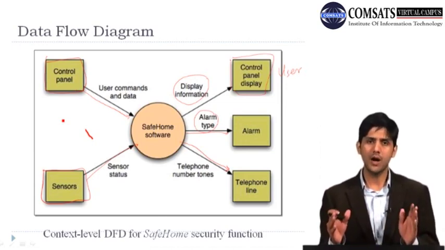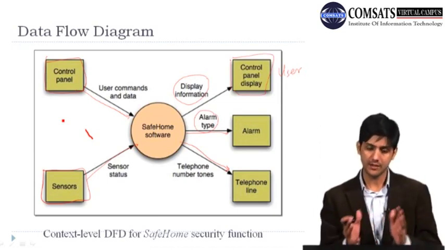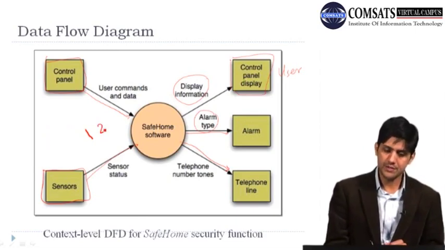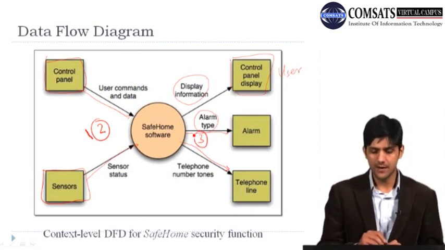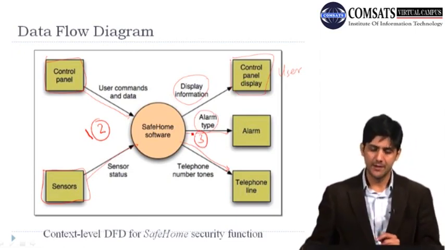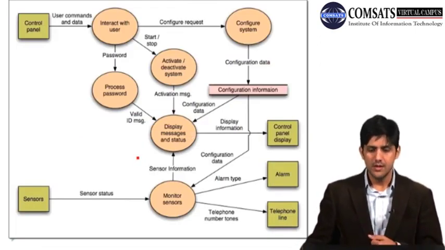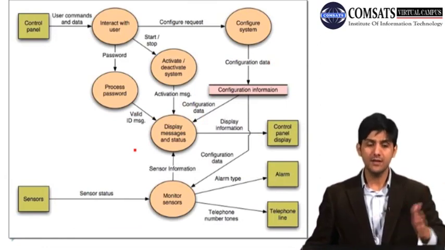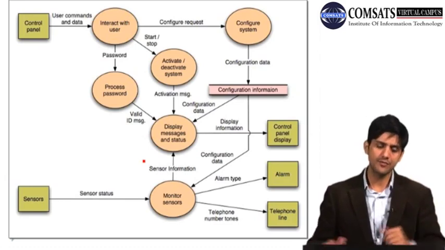We say, okay, how these entities are going to talk to my system. So okay, we say there are certain inputs and there are certain outputs. So we have identified that there are basically 2 inputs to my system, and then there are 3 outputs from this level 0 DFD. We discussed that in our previous lecture, and we were discussing this level 1 DFD. So this is again a decomposition of the same DFD that we have seen. So this is the level 1 DFD of the safe home software.